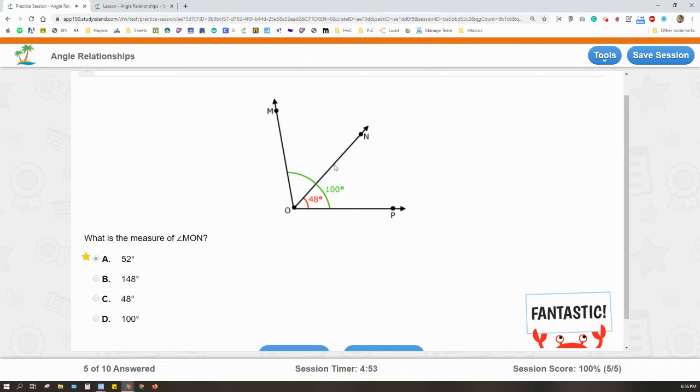So again, MON plus NOP, which is the 48 degree angle, have to add up to make the 100 degree angle, because the 100 degree angle is both of them put together.